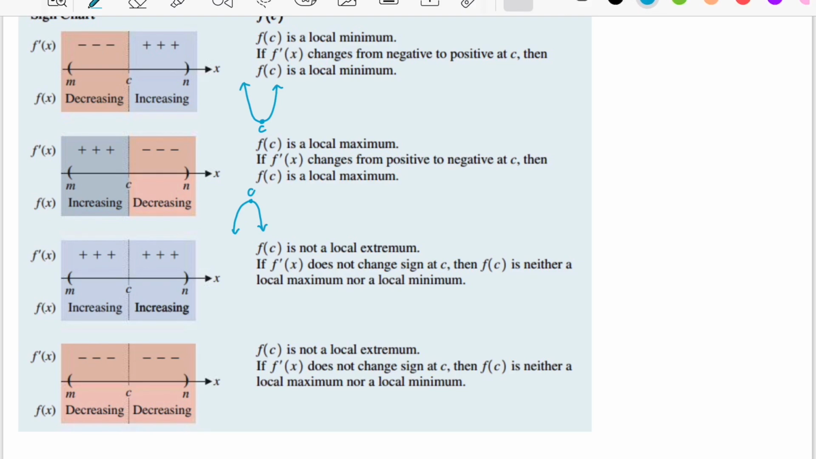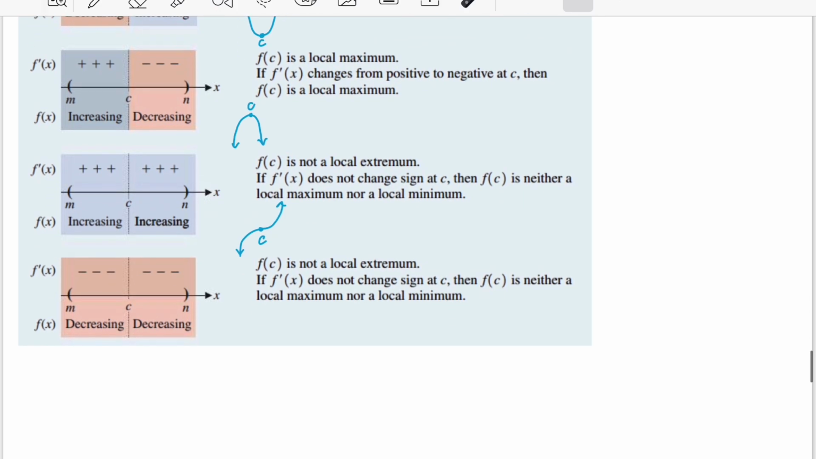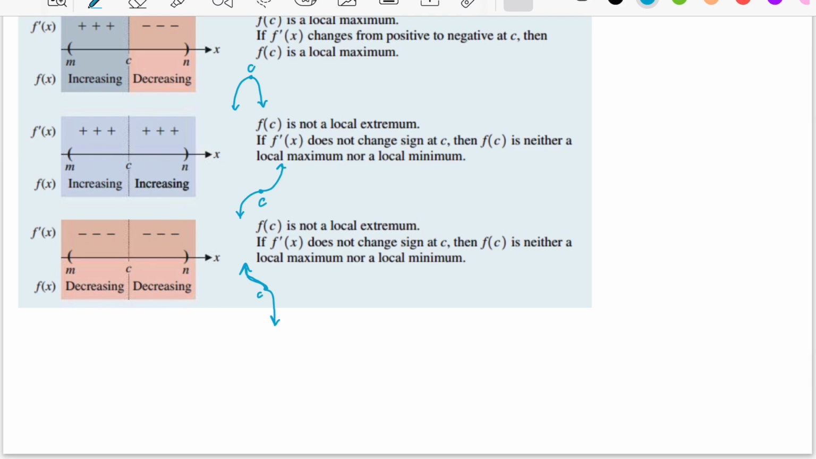An example of this is if we have a function that's increasing, and then here's c, and then it continues to increase. Okay. And similarly, if we have a function that is decreasing and continues to decrease after this point c, we don't have any local extremum, and so we don't have a maximum or minimum. And an example of this would be if we're decreasing to c, and then we continue to decrease. All right, let me draw that a little nicer.